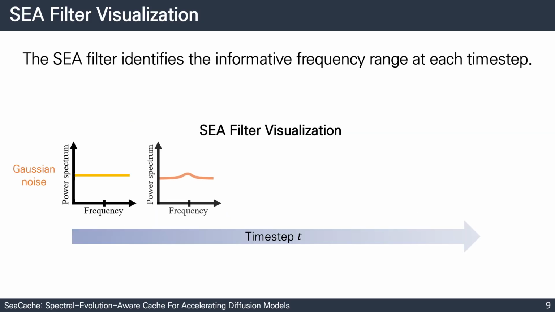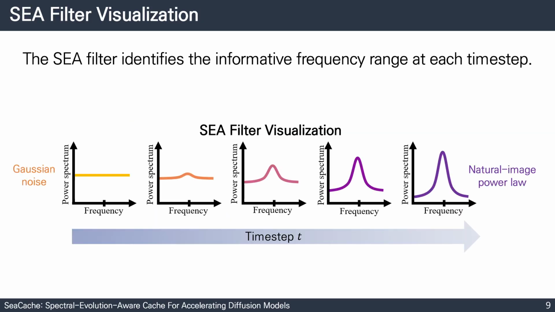This slide shows a simple visualization of our Spectral-Evolution-Aware filter. At early time steps, the SEA filter mainly emphasizes low-frequency components. As denoising progresses, it gradually considers a broader frequency range. In this way, the filter follows the spectral evolution that we want for caching.